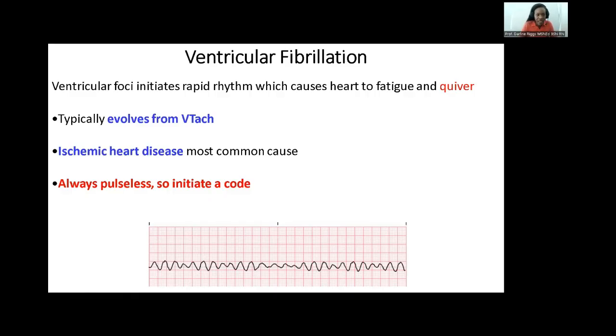It's quivering. And VFibs are always, here's an absolute, right? You are so used to waking up when you see absolutes. Now I can't say them without you being like, oh, that's an absolute. VFibs are always pulseless. Start a code. That's it. There's no debate, call a code, initiate it, get it going. So VFib initiates from VTAC. So you have less time with a VFib than you have with a VTAC. They're both bad, but you have less time with a VFib.